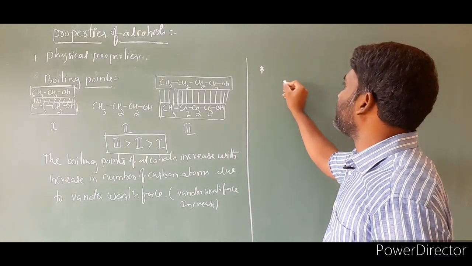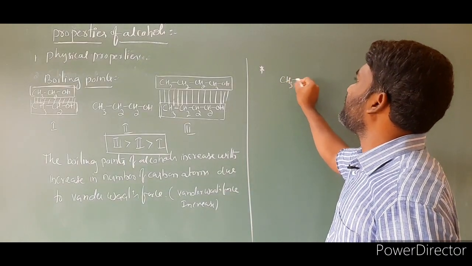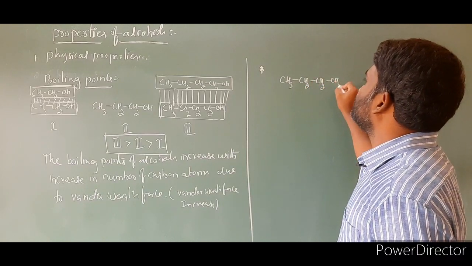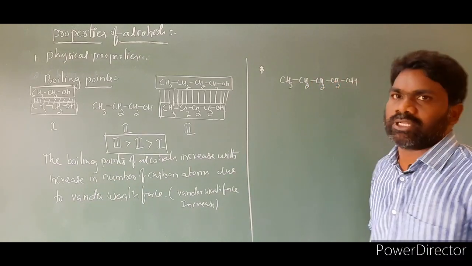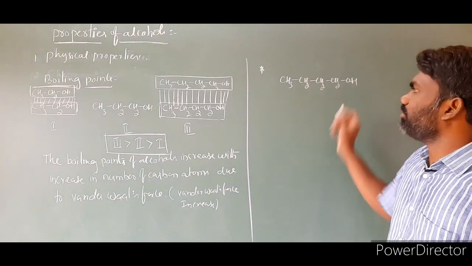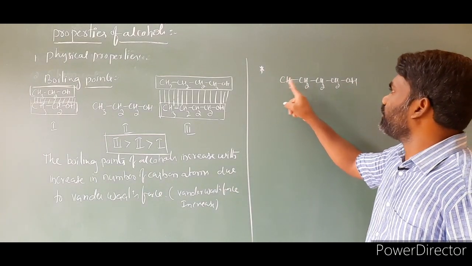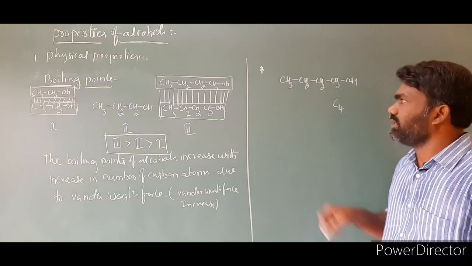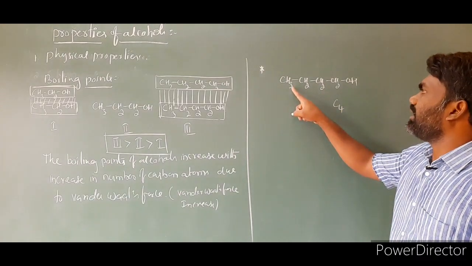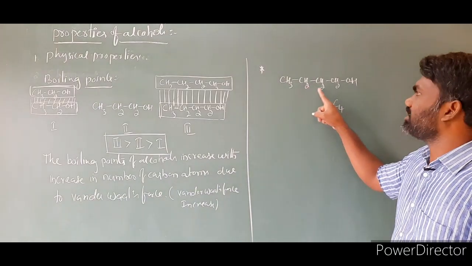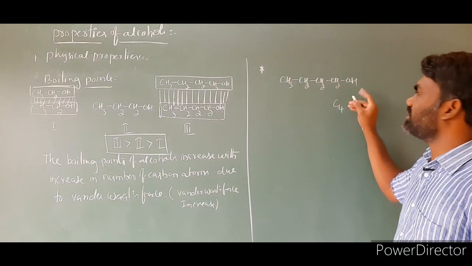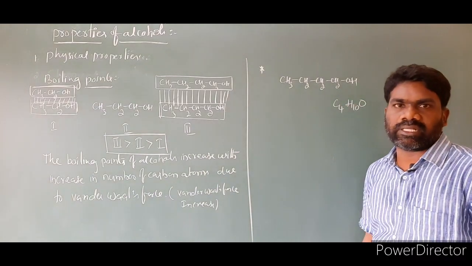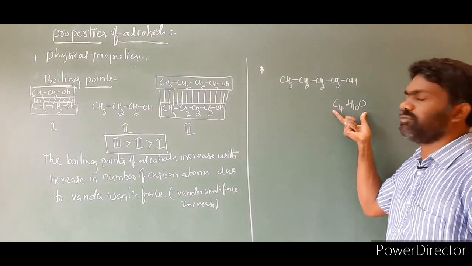What is my point? I am taking the example CH3CH2CH2CH2OH. This is the molecule I took. In this molecule, the number of carbons is 1, 2, 3, 4, so C4, and the number of hydrogens is 3 plus 2, 5, 7, 9, and this hydrogen is 10. C4H10O. Clear? This molecule has molecular formula C4H10O.